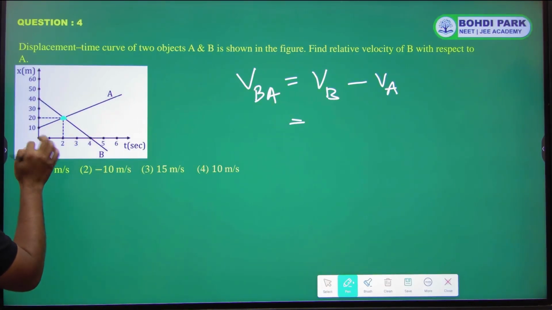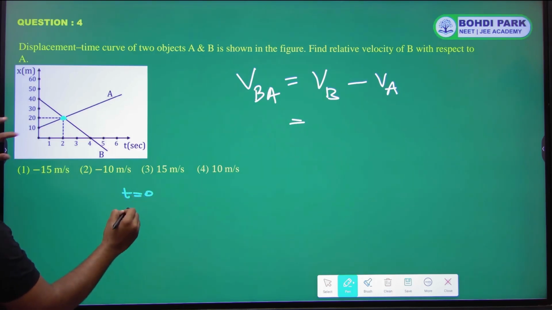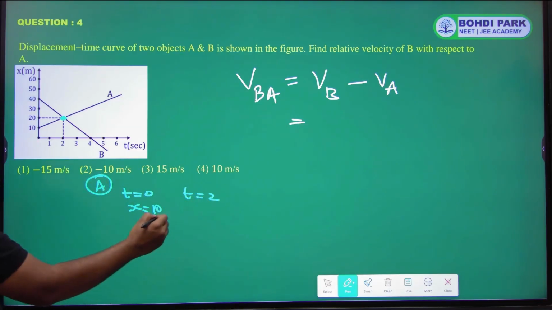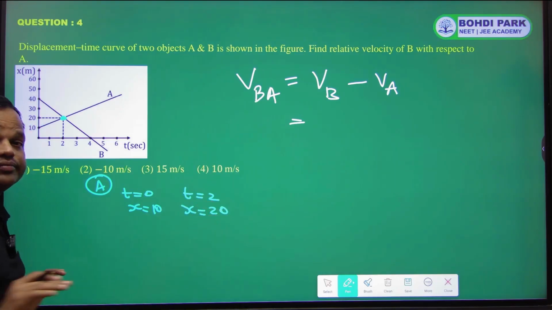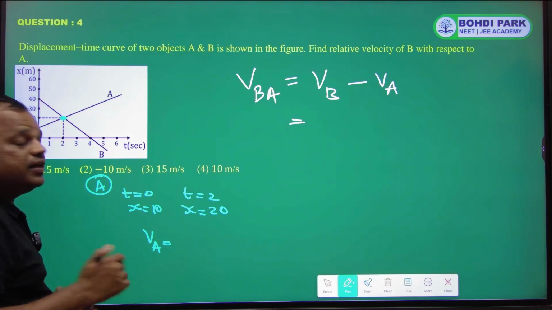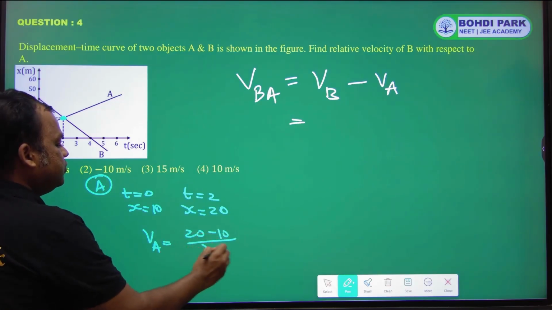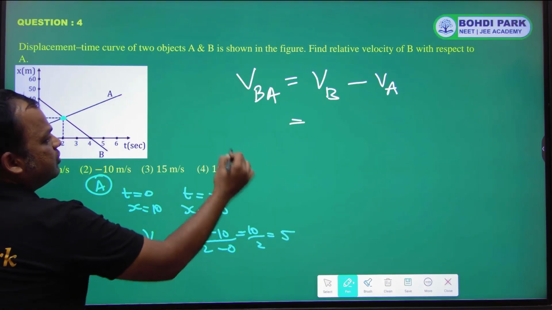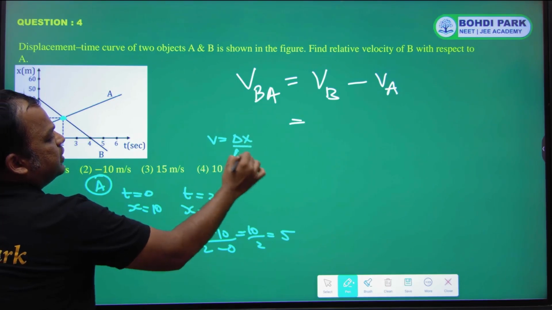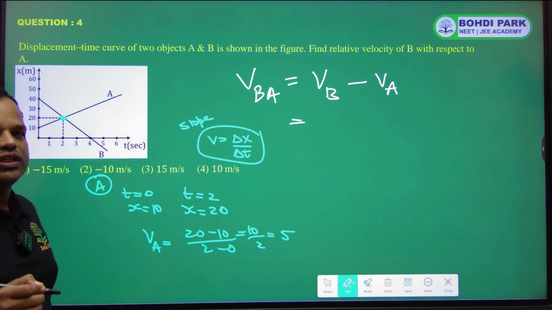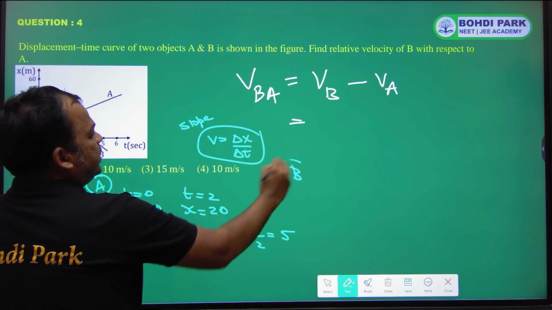You see at t is equal to 0, x is equal to 10 for A, and at t is equal to 2, x is equal to 20. So we have velocity of A is equal to delta x by delta t. So 20 minus 10 by 2 minus 0, so 10 by 2, or 5. We are using the formula for velocity, delta x by delta t, the slope formula for a position-time graph. Okay, clear?